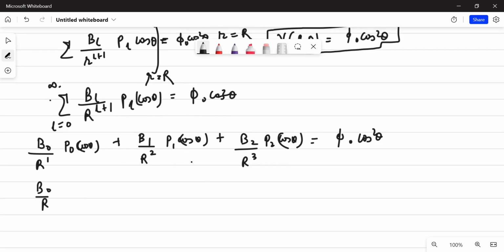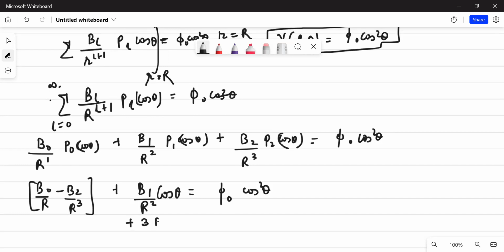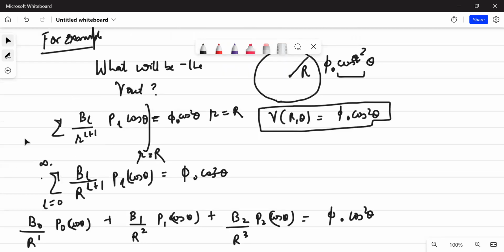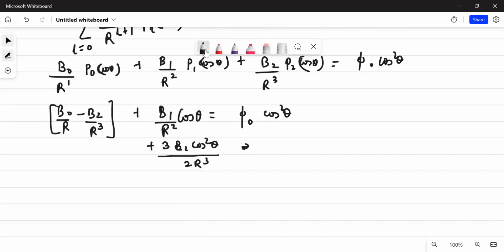What is P1 cos theta? P1 cos theta is cos theta. So there would be some linear term, and you can see on the right hand side, you do not have a linear term. And here you will have some 3 cos square theta minus 1 for P2. So this will be minus B2 upon R cube, and there will be some term 3 B2 cos square theta divided by 2R. So you just find the values of B1, B2, B0. Replace these values of B0, B1, B2, and you will be able to find the potential outside.